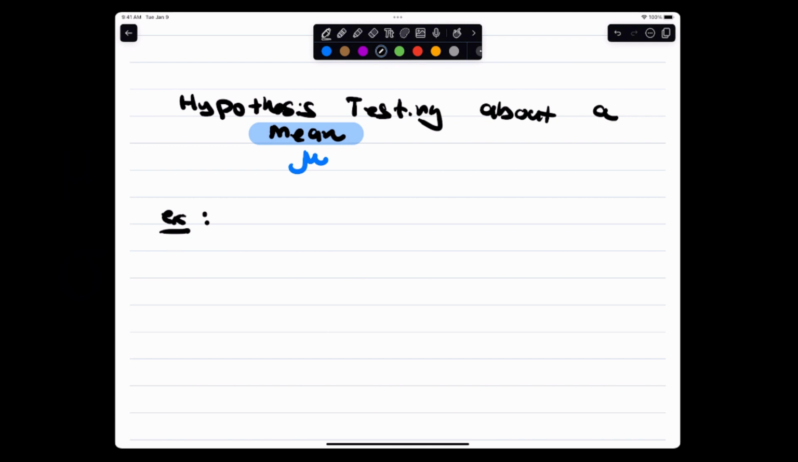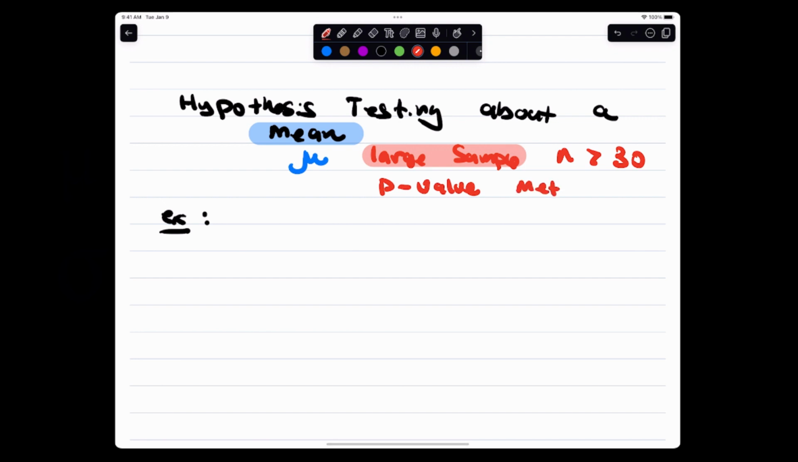All right, so I'm thinking ahead. Now this is going to be for what we call a large sample. Now, a large sample, if you guys forgot, is anything bigger than what? 30. And so the process by the p-value method, we're going to use the p-value method. The process is exactly the same. However, you just use a different TI command. So let's give you some language with mean.